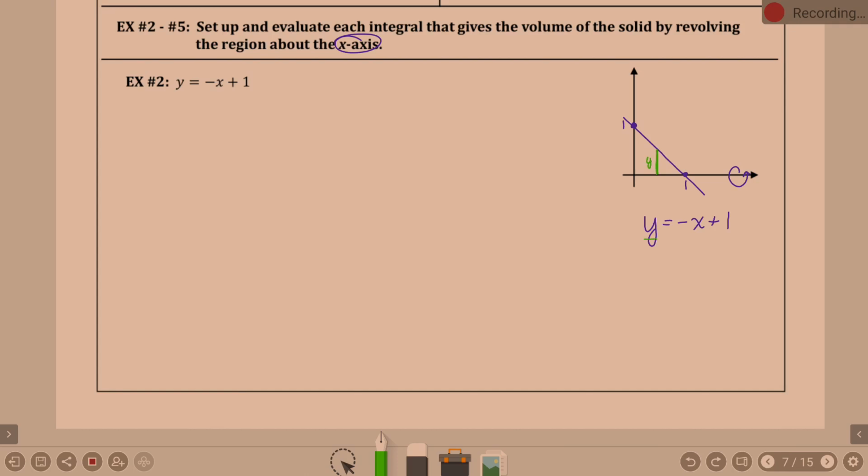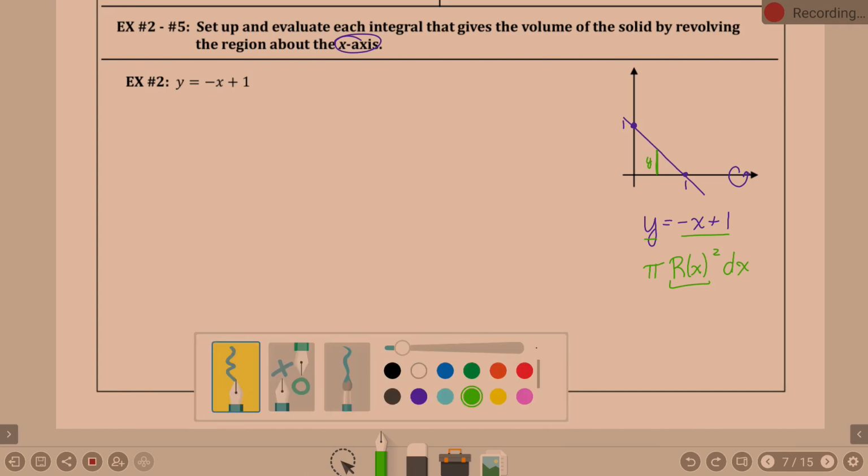Notice, what do we already have this solved for? We already have it solved for y. So when we start talking about pi times the r of x squared, and then dx, realize, what is my r of x going to be? R of x is just your equation here. When it butts right up to the x-axis, it's that distance right there. Okay? So with that in mind, do we know enough to set up our integral?